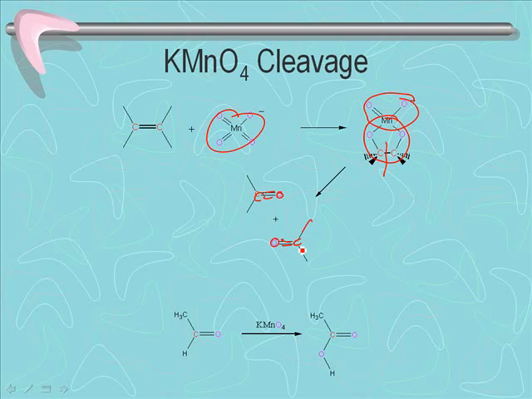If one of these carbons had a hydrogen on it, in other words, our product was an aldehyde, then permanganate can actually over-oxidize that aldehyde to a carboxylic acid. Aldehydes are fairly electron-rich molecules, and in the presence of an oxidizing agent like permanganate, they can get oxidized to the carboxylic acid.